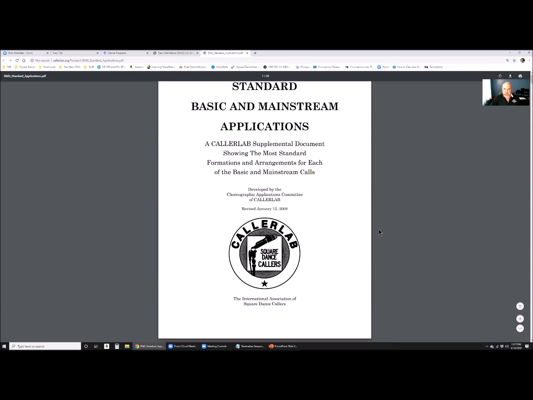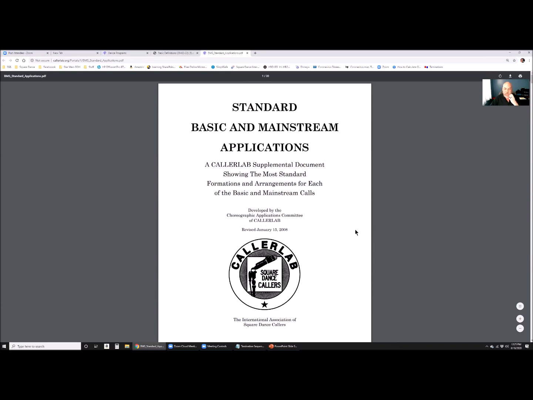The problem I have with this particular document, or things that I think you should be aware of with this document, is it was revised in 2008, which is 12 years ago. And standard is like normal. What was standard in 2008 is not necessarily standard as of today. We as callers evolve, dancers evolve, we decide to do things differently, and we create new standards as we move along. But this document exists, and it's sure not a bad way to start and at least confirm some of your thought process before you get out to what you've got to do.